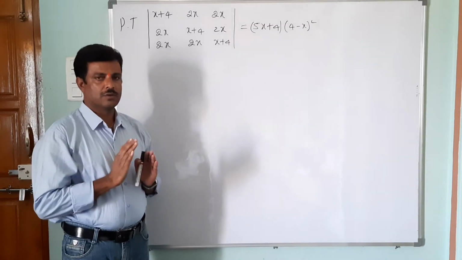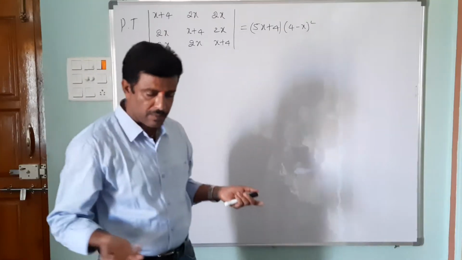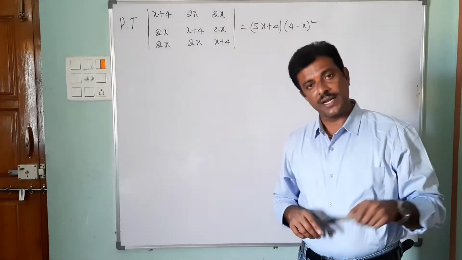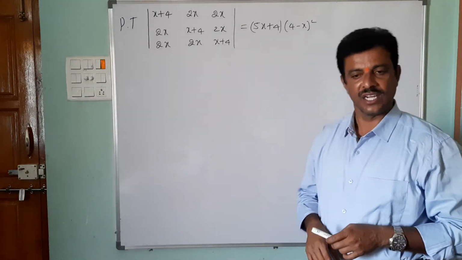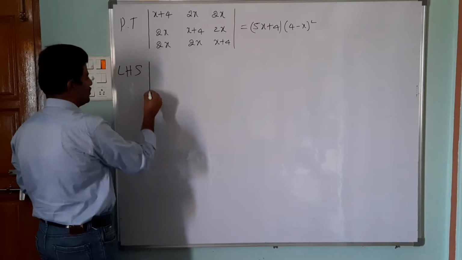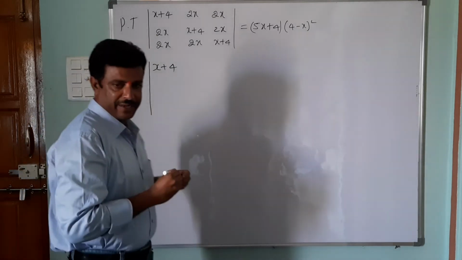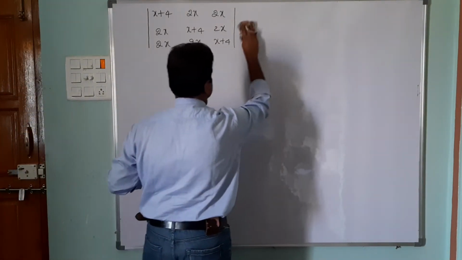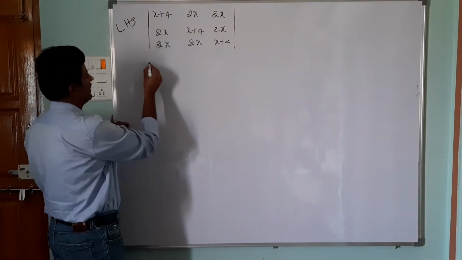So, must and should, first you see the RHS. Then you decide whether to operate on columns or rows. According to this problem, you operate R1' = R1 + R2 + R3, because it easily gives the right hand side. Okay, now I am taking the left hand side, LHS.